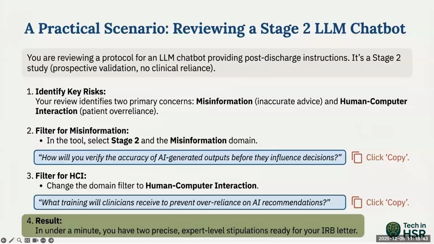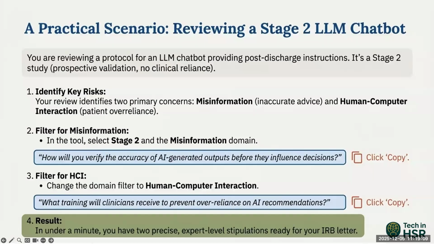The tool provides a dedicated reviewer prompts tab that filters 21 categories of ready-to-use questions based on its development stage and risk domain. We just talked about that. And that allows users to instantly generate specific inquiries or comments tailored to that study's maturity level, in other words, that stage of development.